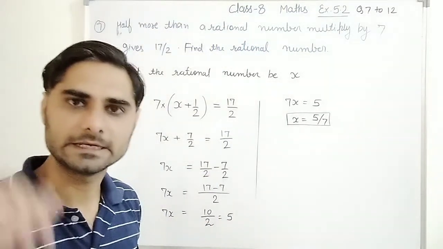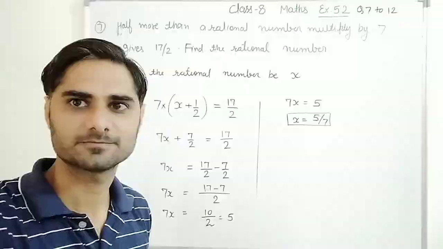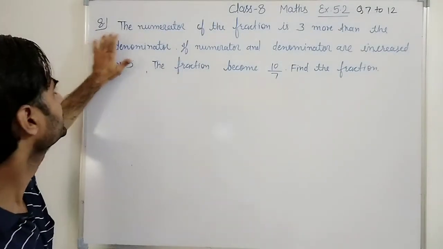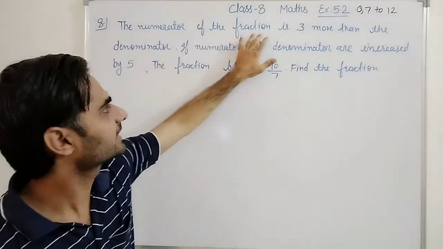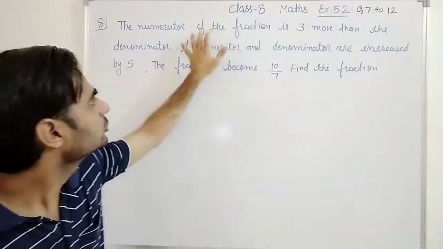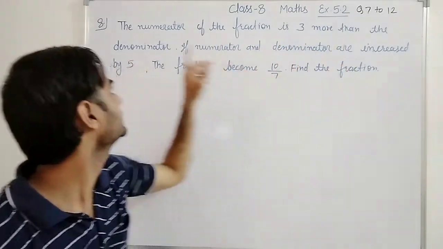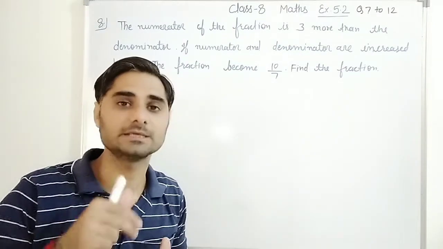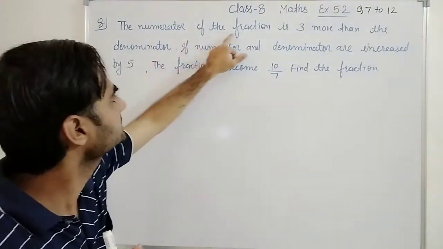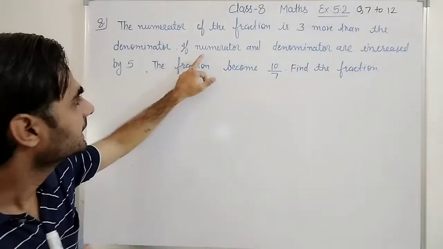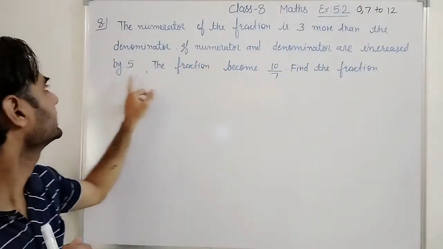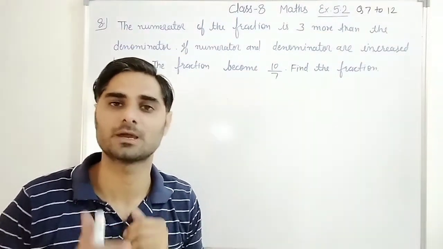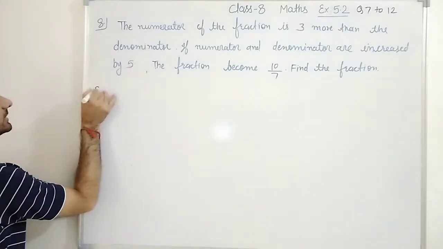Just copy it in your copies as it is. See, now this is your next question, number 8. The question is: the numerator of a fraction is 3 more than the denominator, meaning the numerator is 3 more than whatever the denominator is. Okay. If the numerator and denominator are increased by 5, the fraction becomes 10 upon 7. What is the fraction? You have to find it. So I am doing the solution here.